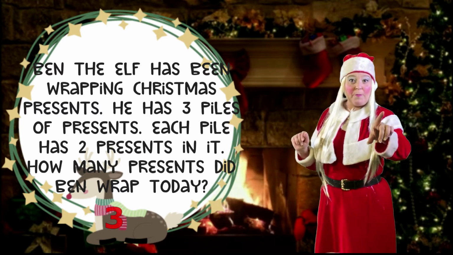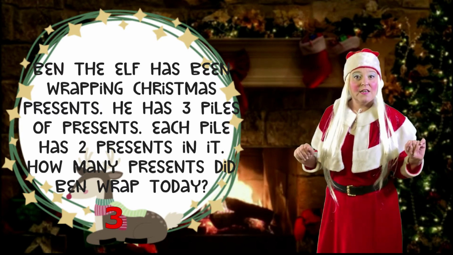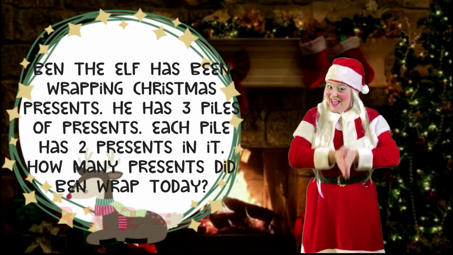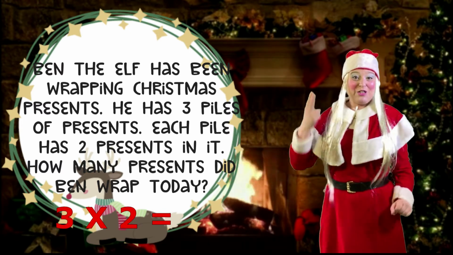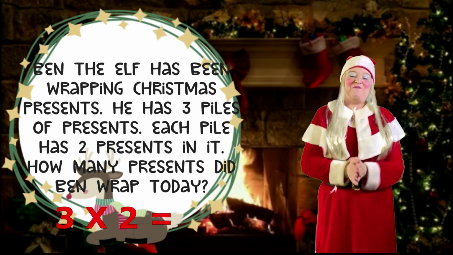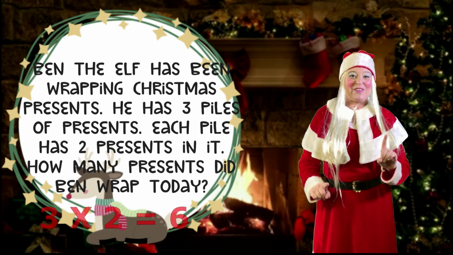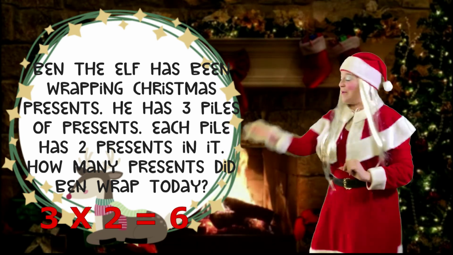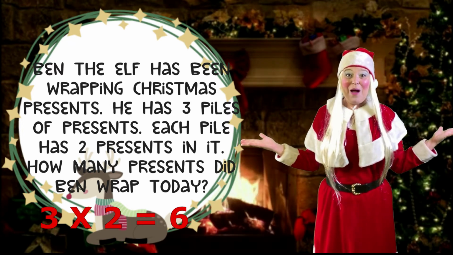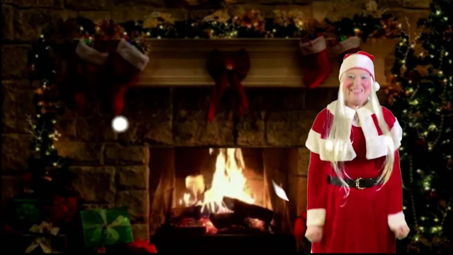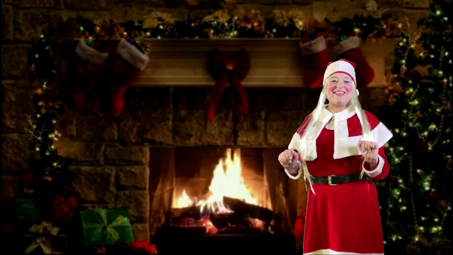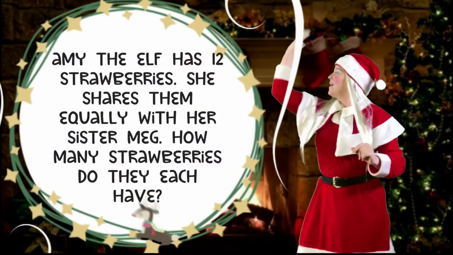Very good. You've started with the number 3 because that's how many piles he has. Excellent. Times. Very good. Times 2 because there are 2 presents in each pile, which gives us how many presents altogether? Fantastic! 6 presents altogether. So the sum you wrote should have been 3 times 2 equals 6. Was that the sum you wrote? Of course it was. Well done. Are you ready for another one? Excellent. Here it is.